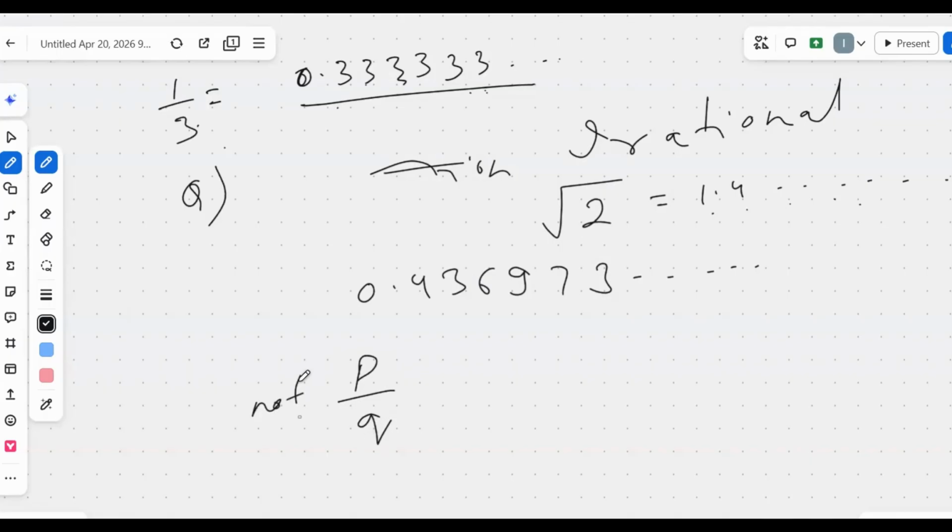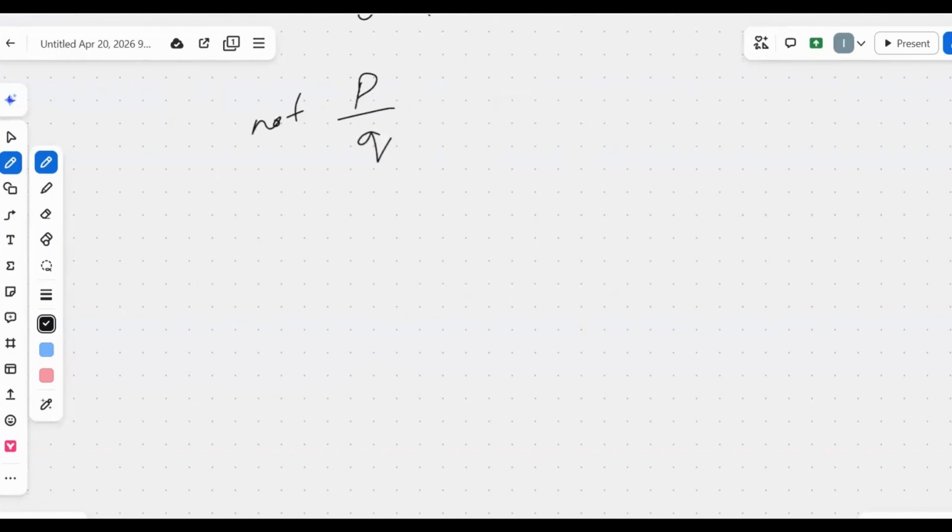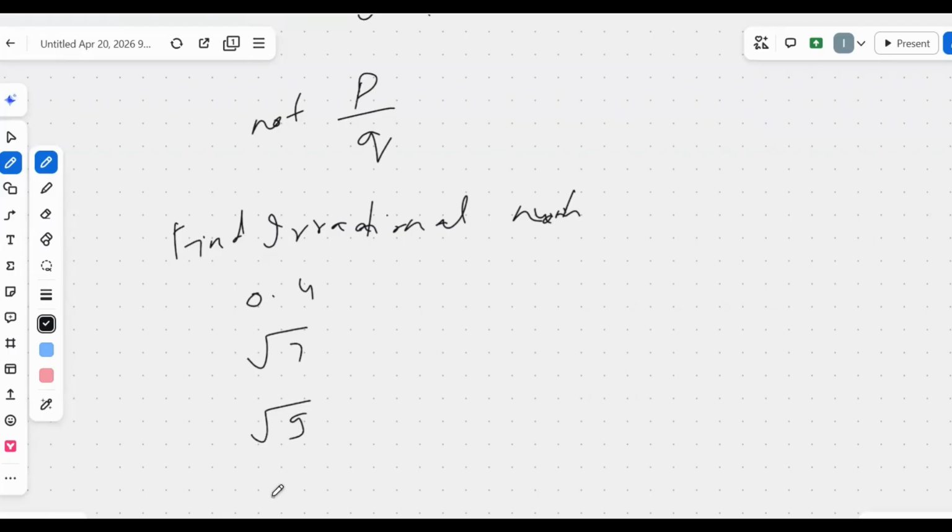Certainly, they are going to ask you questions like this. Tell me here, you have to find the irrational number out of these: 0.4, root of 7, root of 9, and 0.25. Now you tell me which one out of these. First, second, third, fourth? Root 7. Second, root 7.